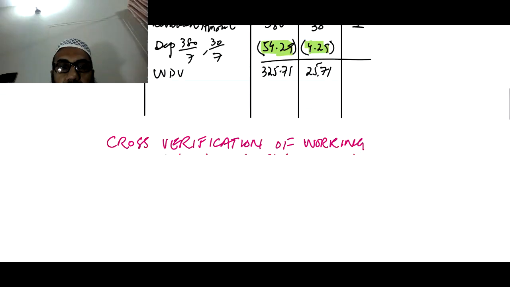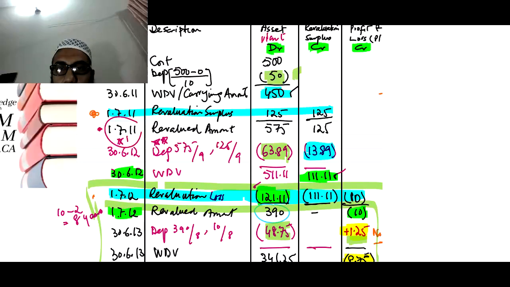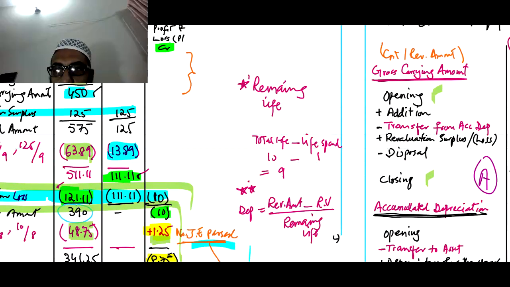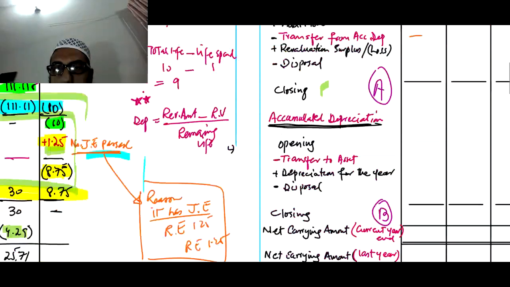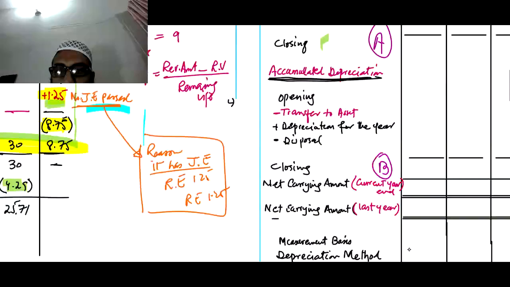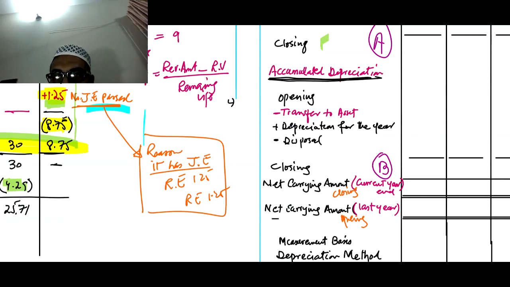So moving forward, this is the complete reconciliation. Basically the disclosure which we have designed is the complete reconciliation, and this is the net carrying amount of closing, and this is opening. You can write here this is opening and this is your closing net carrying amount. So let's move forward for the second year.